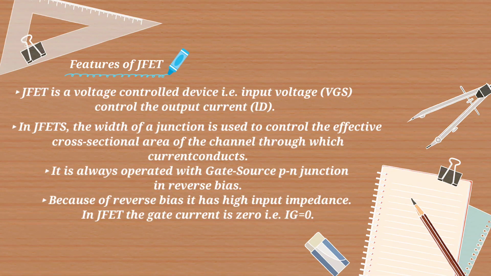Features of JFET. JFET is a voltage controlled device, that is, the input voltage VGS controls the output current ID. In JFET, the width of a junction is used to control the effective cross-sectional area of the channel through which current conducts. It is always operated with the gate-source PN junction reverse biased. Because of reverse bias, it has high input impedance. In JFET, the gate current is 0, that is IG equals 0.